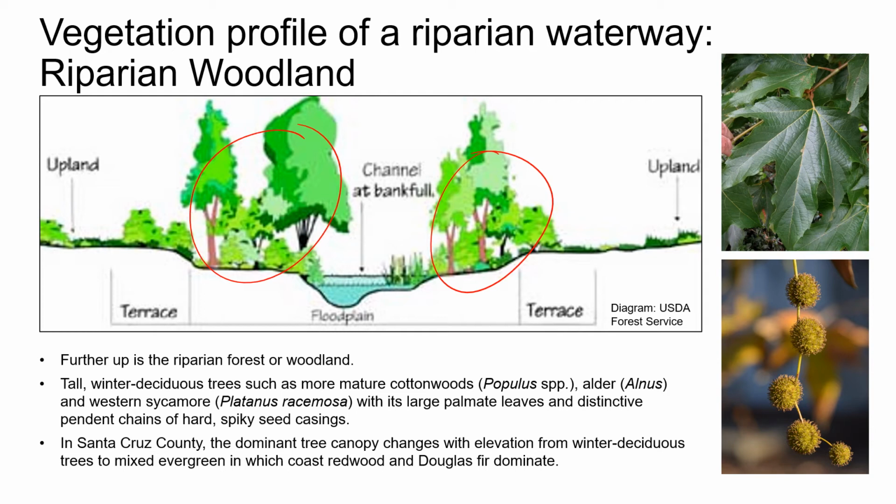In Santa Cruz County, the dominant tree canopy in this zone changes with elevation from winter deciduous trees along the lower reaches of our rivers to mixed evergreen, in which coast redwood and Douglas fir become the dominant tree species.